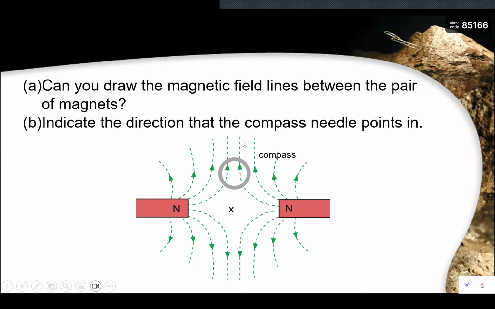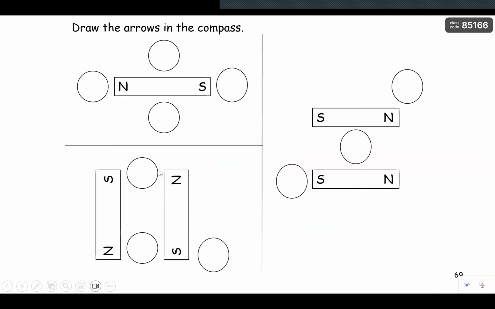Okay, so what is the direction that the compass needle will point? You will see that the magnetic fields are all going up here. So the direction that the compass needle will point will be upwards. Okay, next, you may pause the video here to think about the answers to the compass needle in the following cases. I'm going to go through now.